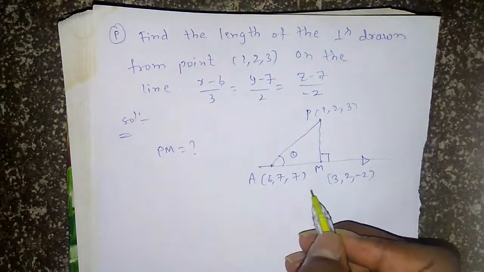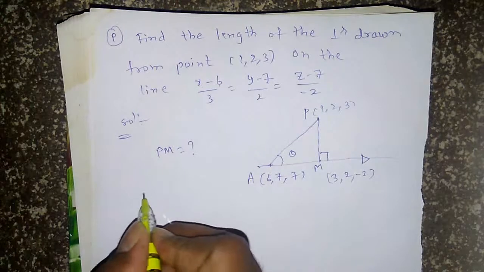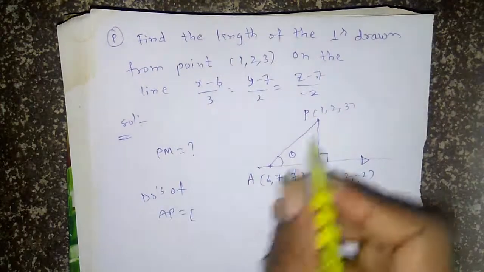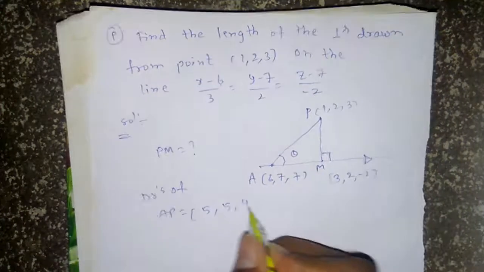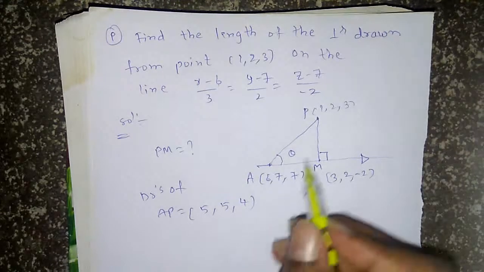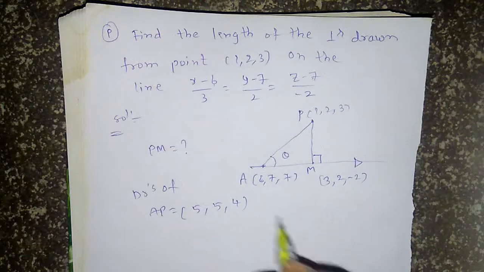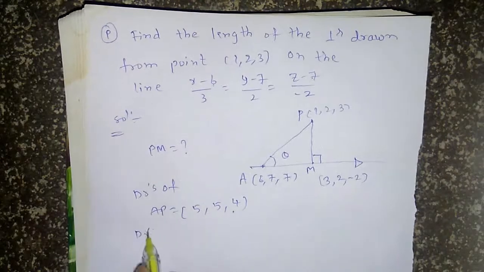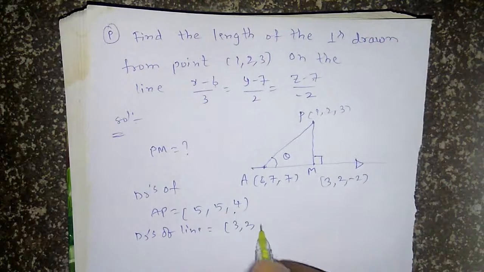Now first find the angle. Let us find the angle. Now the drs of AP are what? 6 minus 1 is 5, 7 minus 2 is 5, 7 minus 3 is 4. Now the drs are x1 minus x2, y1 minus y2, z1 minus z2. You can take any formula, x2 minus x1, y2 minus y1, z2 minus z1 also you can take. So these are the drs of AP. Now the drs of the line are 3, 2, minus 2.